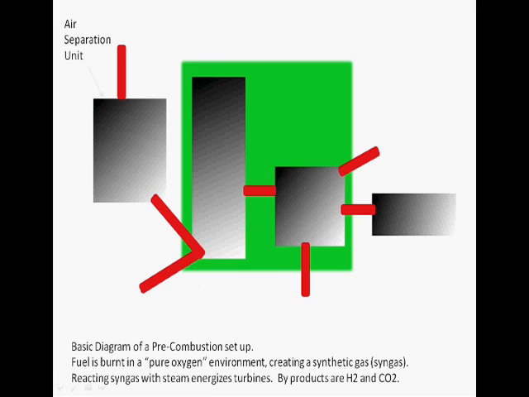First you see we have the pre-combustion setup here. This one has an air separation unit which will take in air from the atmosphere and separate it into oxygen and other gases, mainly nitrogen. The oxygen then mixes with fuel, here in the gasifier. The gasifier then creates a syngas.